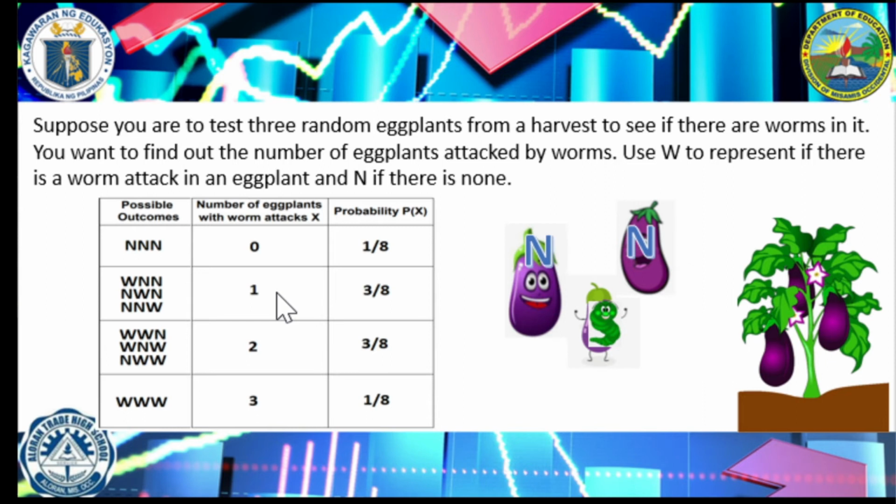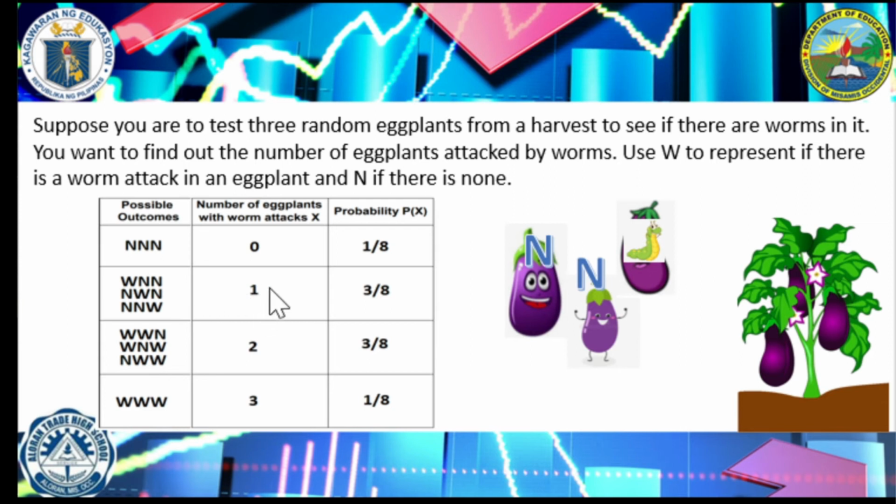There's only one. But also, there's a possibility that the arrangement would be N, N, and then worm attack. Still, there is only one worm attack. So we put that together with this group having only one worm attack. So what are the possible outcomes with one worm attack in the 3 eggplants? So we have here 3 possible outcomes of having only one worm attack.